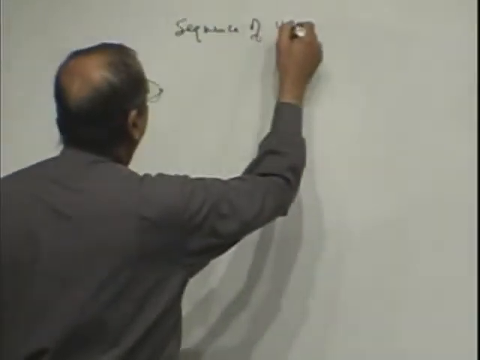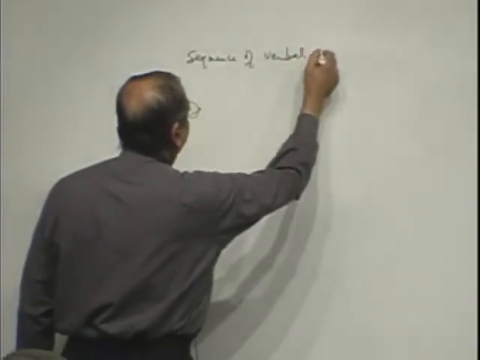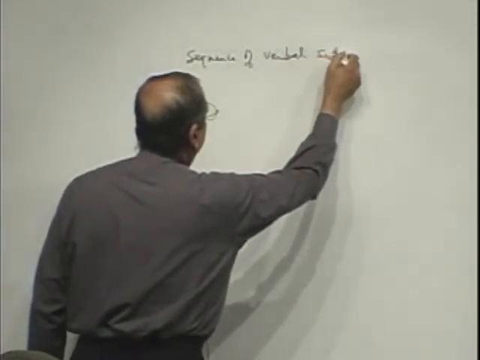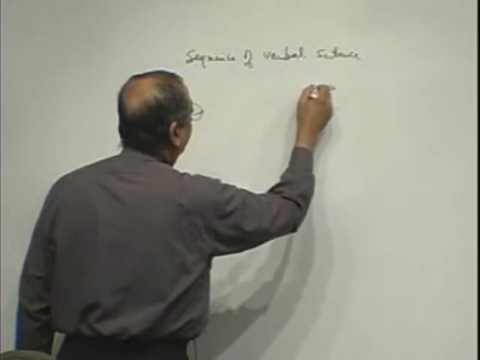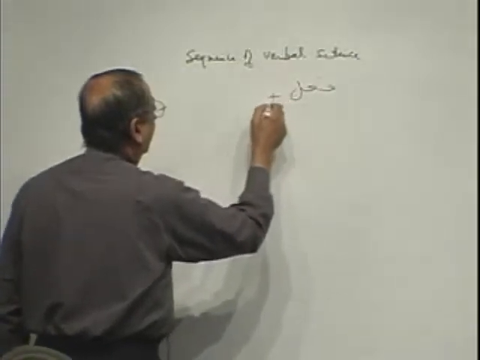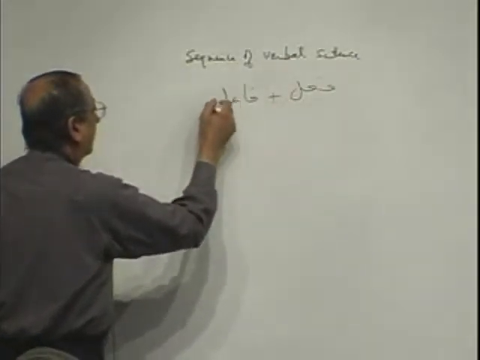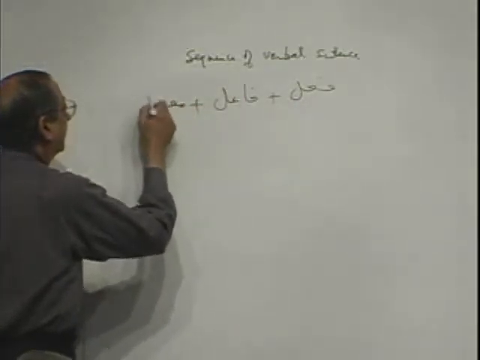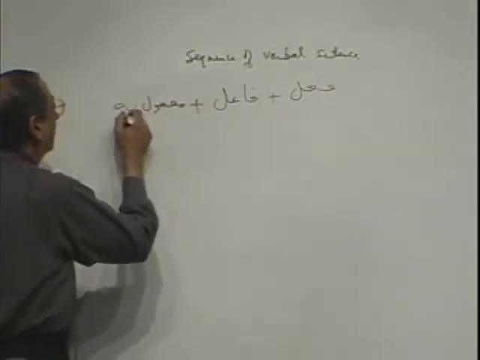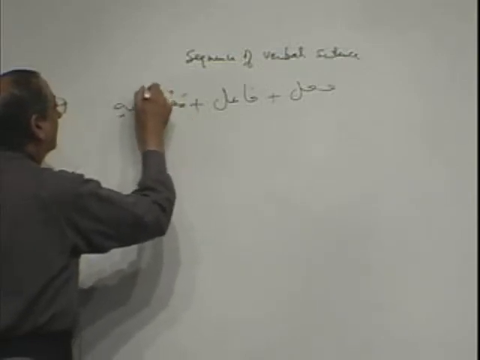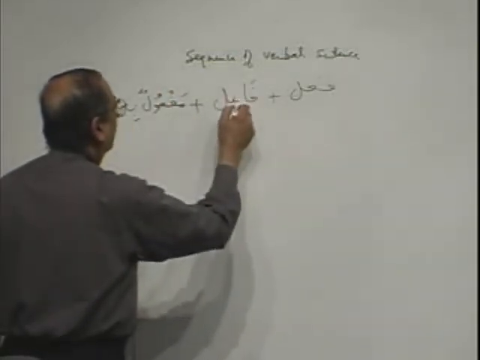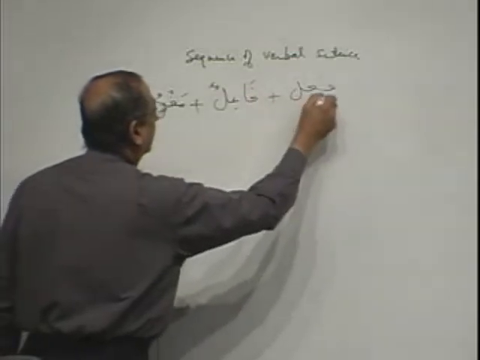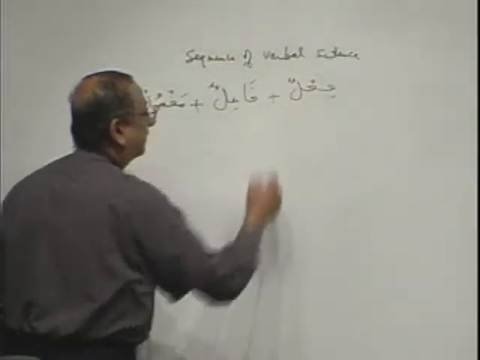Sequence of verbal sentence. First is the fi'l, and then it is fa'il, and then it will be maf'ulun bihi. Fi'lun, fa'ilun, maf'ulun bihi. Are you with me, brother?